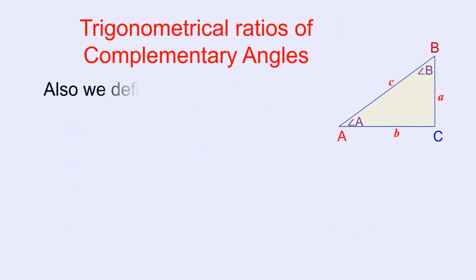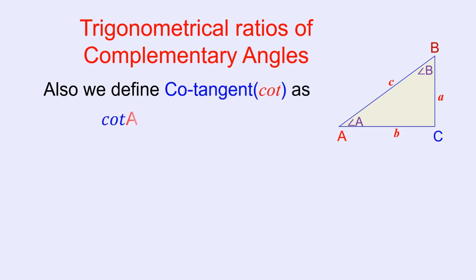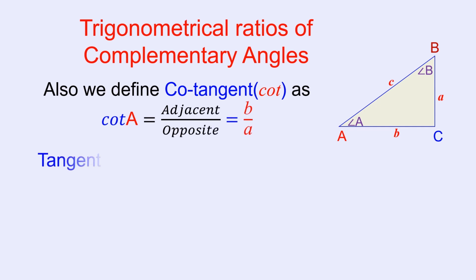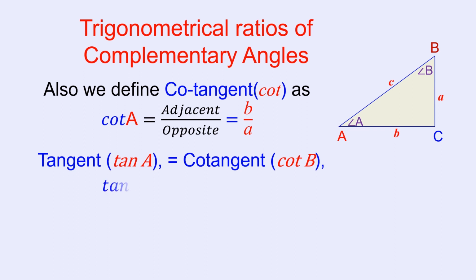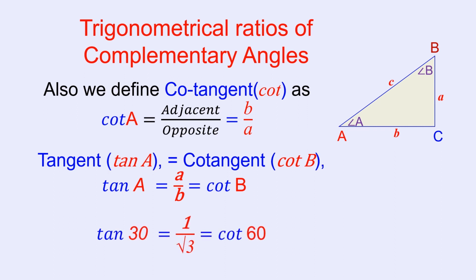Also, we define trigonometrical ratios of other complementary angles, that is, cotangent or cot, as cot A equals adjacent divided by opposite, or b divided by a. Tangent or tan of A equals cotangent or cot of B.